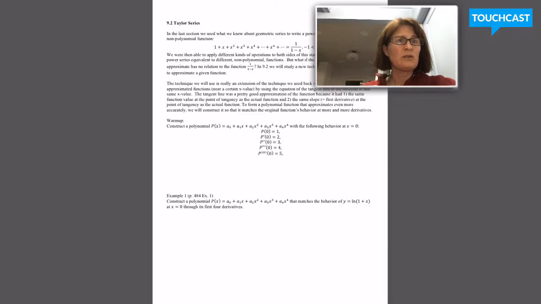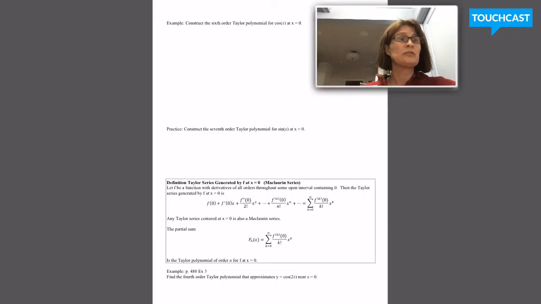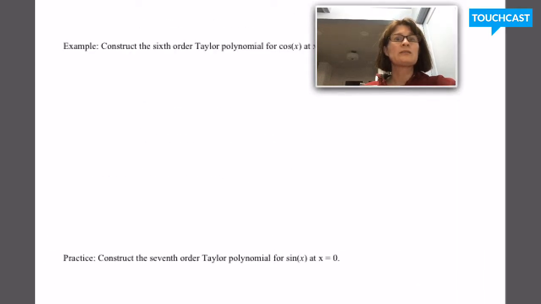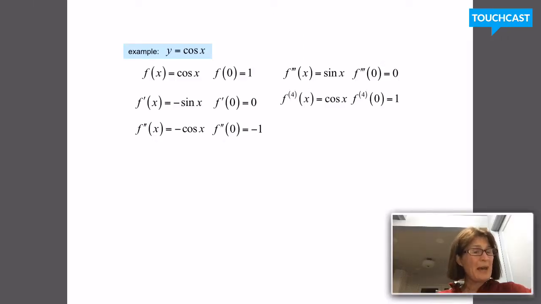So check this out, because we're going to do this example where I want to make a polynomial for a function that I know has no relation to 1 over 1 minus x. So we're going to do this example up here. We're going to construct the 6th order Taylor polynomial for cosine of x using that pattern that you just saw there. So if I'm going to use that pattern, I'm going to need to know the first 6 derivatives of cosine of x, and I'm going to need to evaluate all 6 of those derivatives at x equals 0.